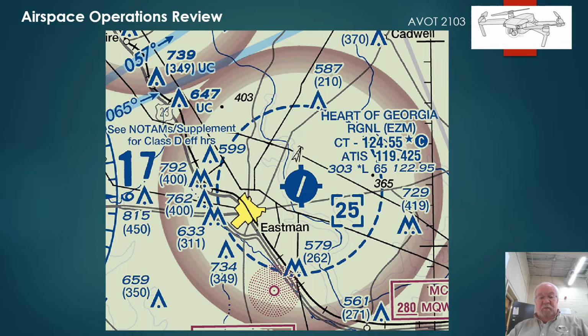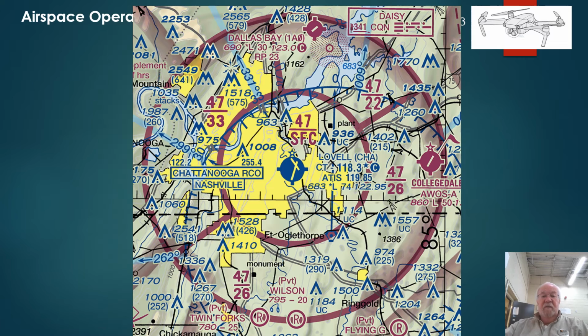Also, chart familiarization with that 25 in the brackets, just to the lower right of the airport. That's the top of the airspace, surface to 2,500 feet. So again, the frequency to listen to in that area would be 124.55.